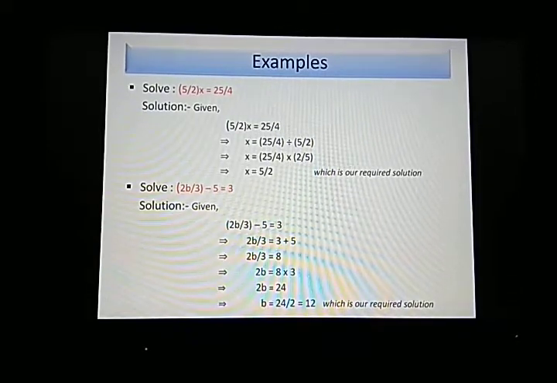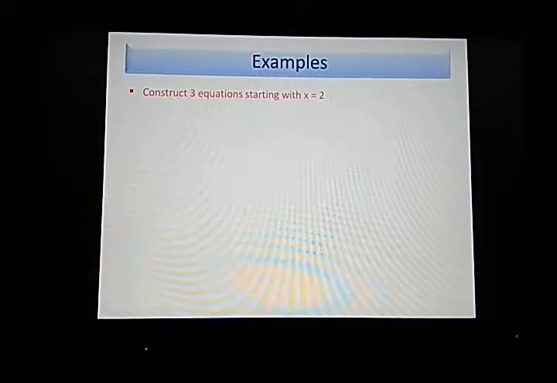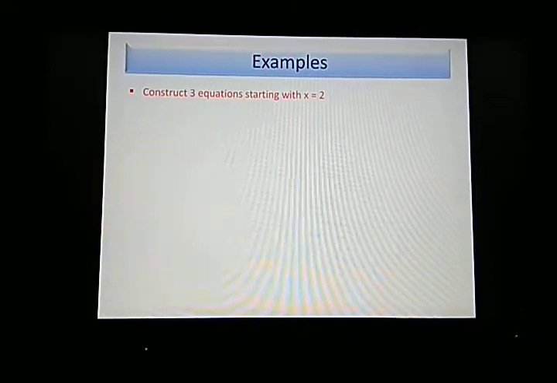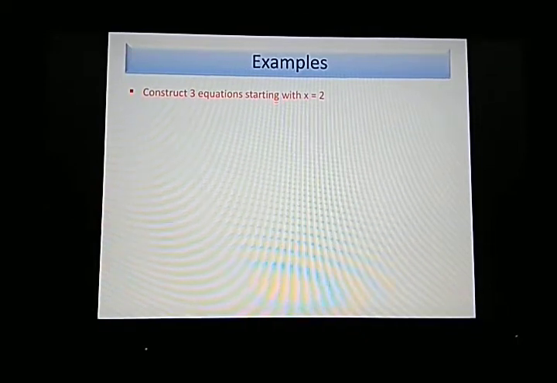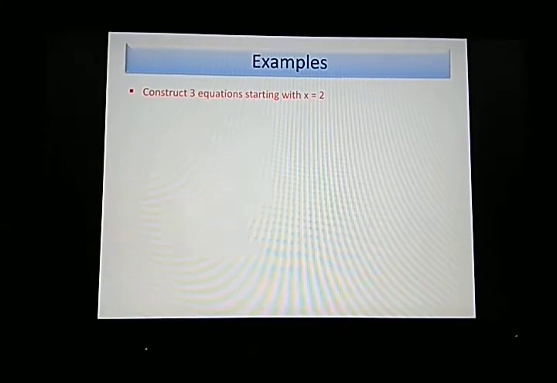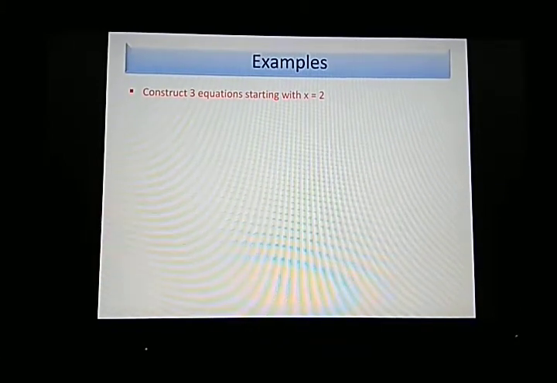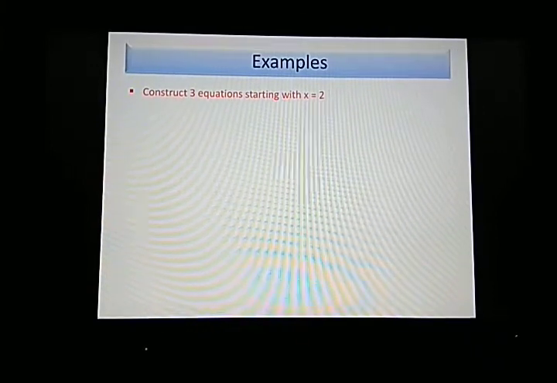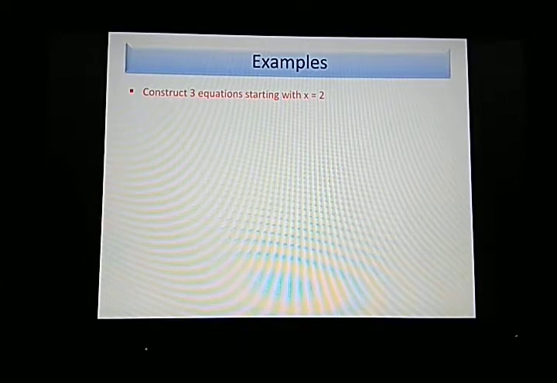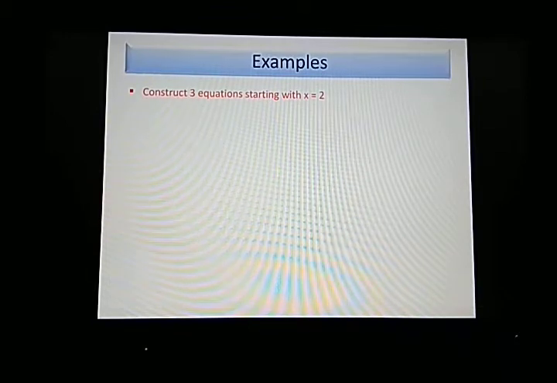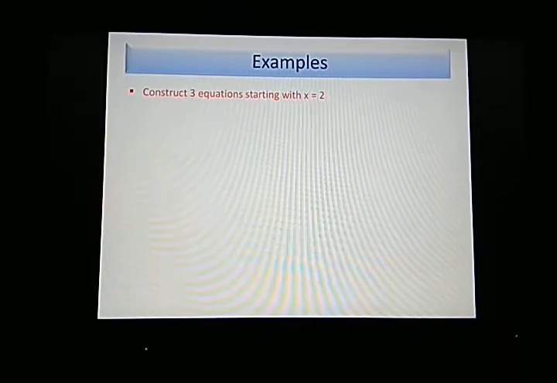Now moving on to the next example. The next example says, construct 3 equations starting with x is equal to 2. Now this is quite interesting because the equations may vary from person to person. Here I'll be showing you the method of how to construct the equations. Now x equals 2 is already an equation. Using this, we have to construct another equation which will be of the same form as x equals 2. Now let us see how to construct other equations from this equation.